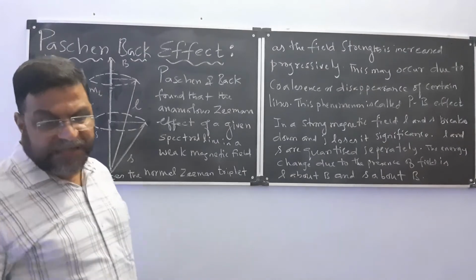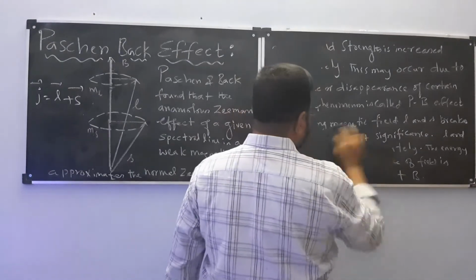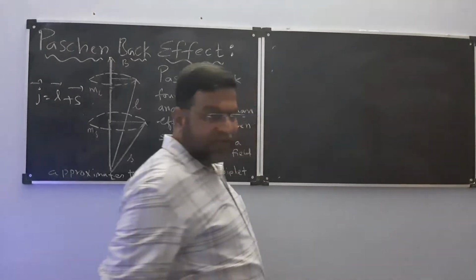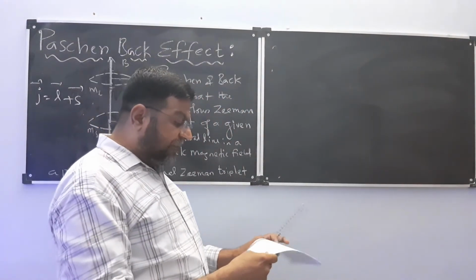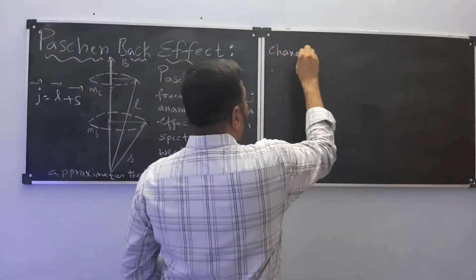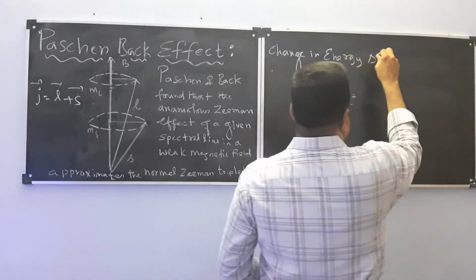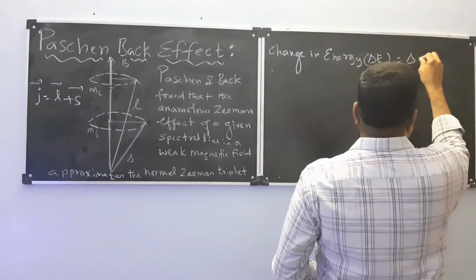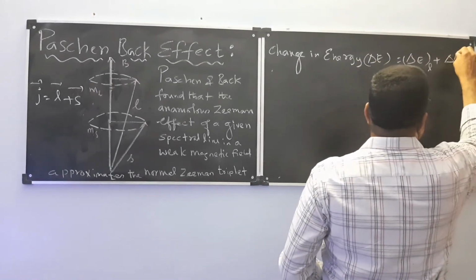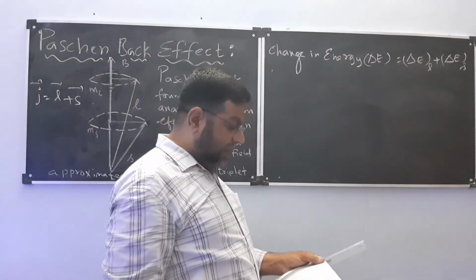Now therefore we can see what will be the change in energy. The change in energy is expressed in terms of the strength of the magnetic field. Therefore, the change in energy delta E is equal to delta E due to L and delta E due to spin S.